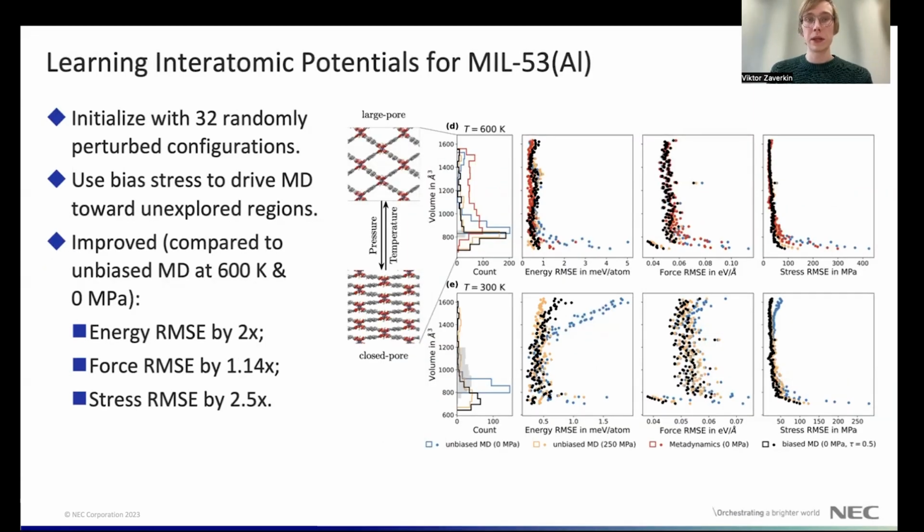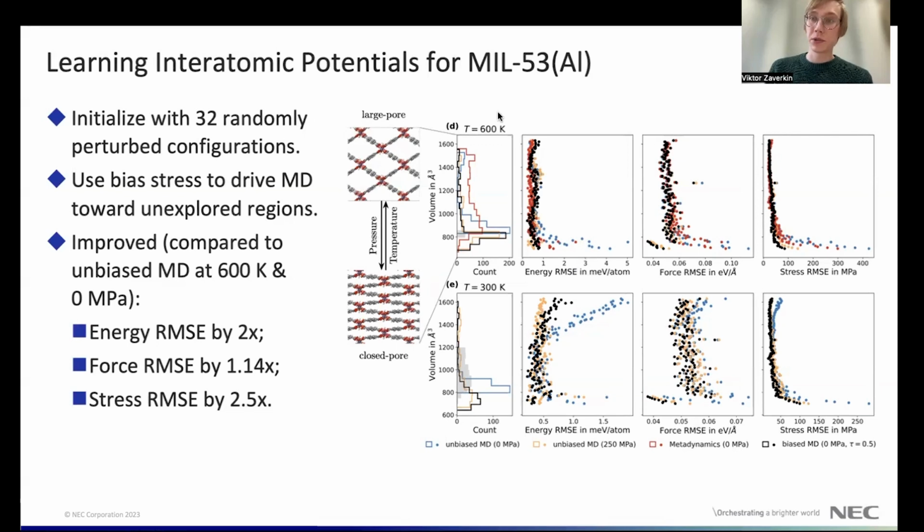As a second example, I would like to introduce the results obtained for a metal organic framework, which features two stable phases, the closed pore and the large pore ones, and their transition between them is triggered by increasing temperature and pressure. So we initialize our active learning algorithm by using 32 randomly perturbed configurations and use bias stress to drive the dynamics toward unexplored regions.